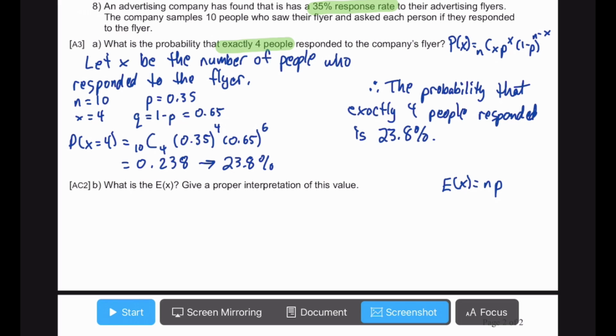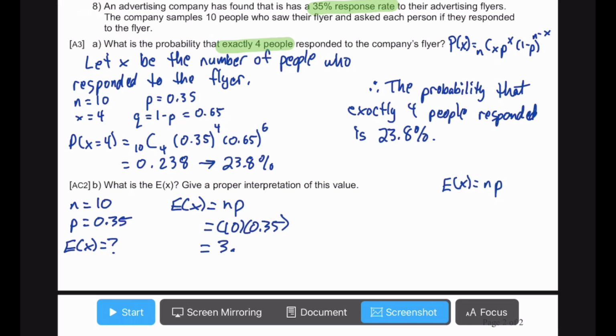Well, we already know our variables here. I know that n is my number of people asked. That was 10. My probability is 35%. And my expected value is what we're going to find. So we know our given and required. Let's sub our numbers into our equation. E of X is equal to np, which is equal to 10 times 0.35, and that's going to equal 3.5.